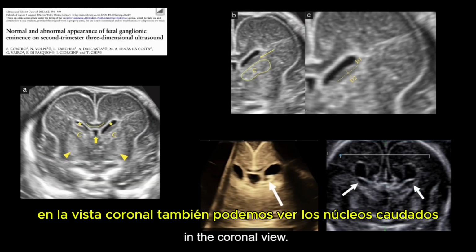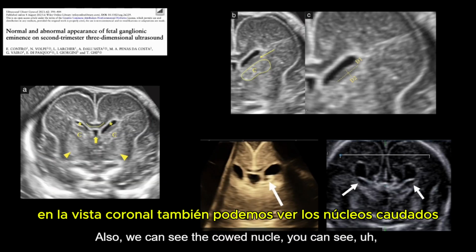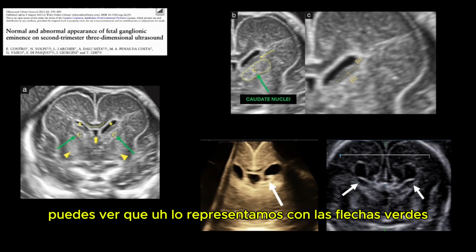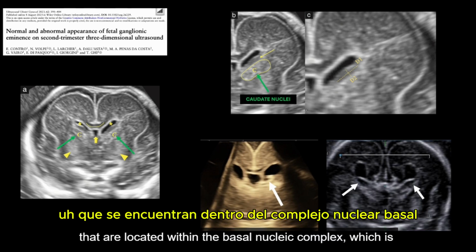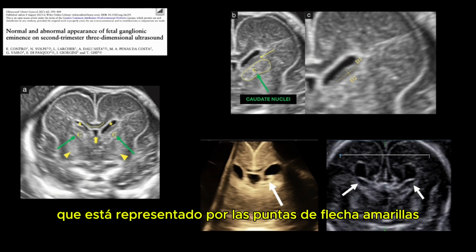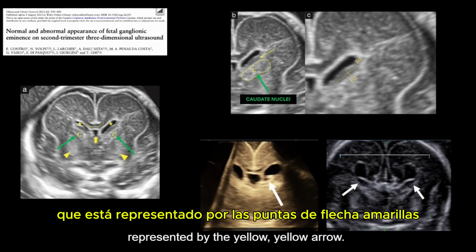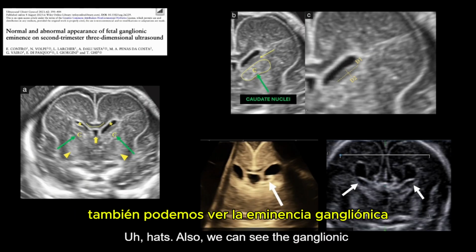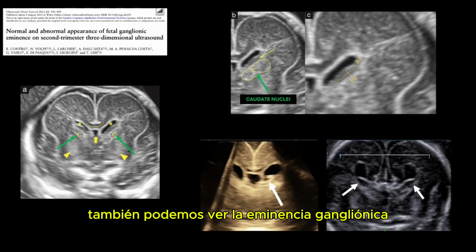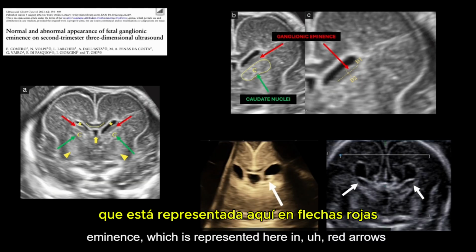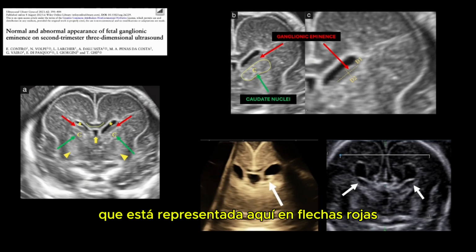In the coronal view, we can also see the caudate nuclei, represented here with the green arrows, located within the basal nuclei complex, which is represented by the yellow arrowheads. Also, we can see the ganglionic eminence, which is represented here with red arrows.